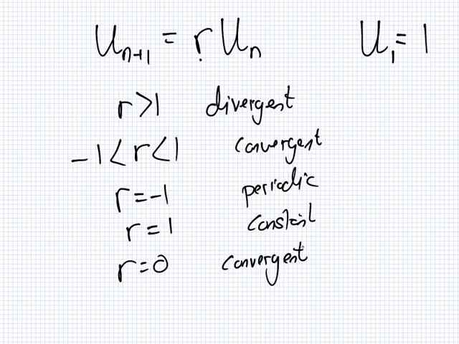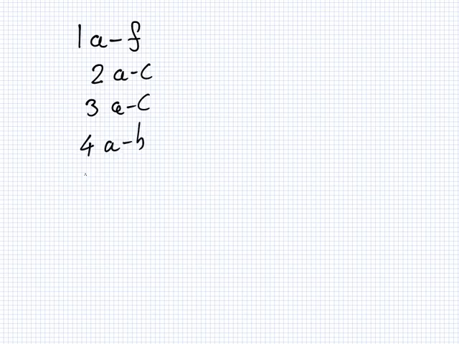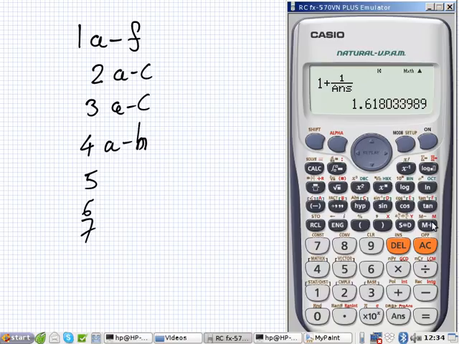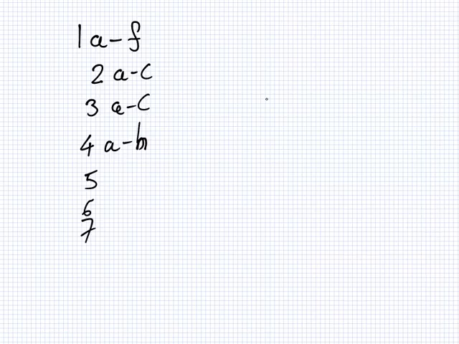Okay. Can I scroll down? Yes? Yep. Okay. So you can start these now. 1, A to F. 2, A to C. 3, A to C. 4, A to H. 5, 6, 7. Now the reason there's so many is because they're so easy, and if you like to use your calculator for the questions, you can, to speed things up. So please write these down before I close it.